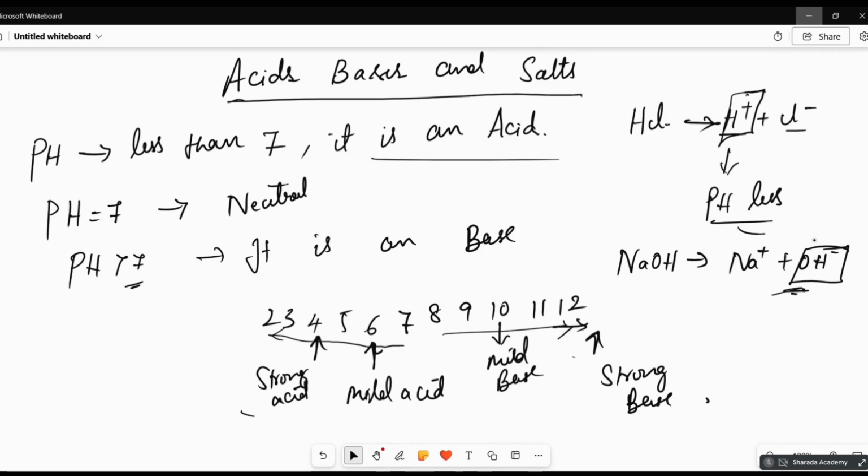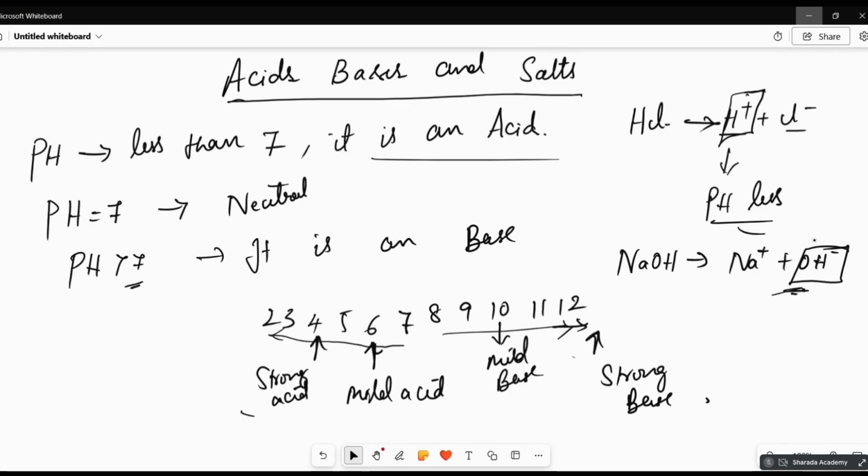So how much OH minus ions are there? Depending on that, we say how much it is basic in nature. This is how we bifurcate. That is the actual way to know whether it's an acid or a base. Acid means when that compound is dissolved in water, we get hydrogen ions. How much hydrogen ions are produced? Depending on that, we say how much it is acidic in nature.